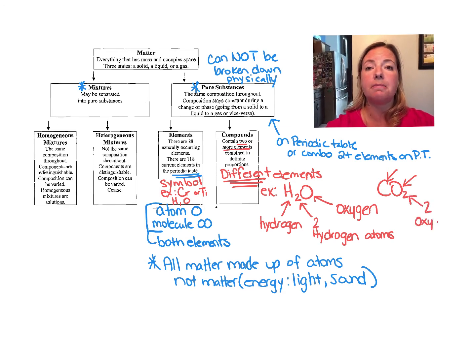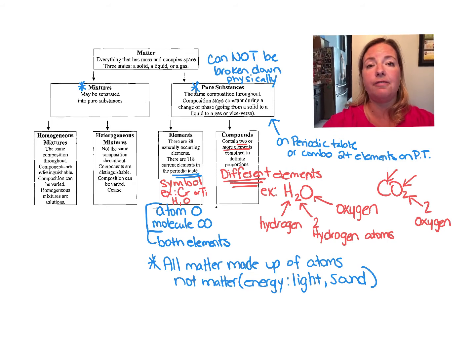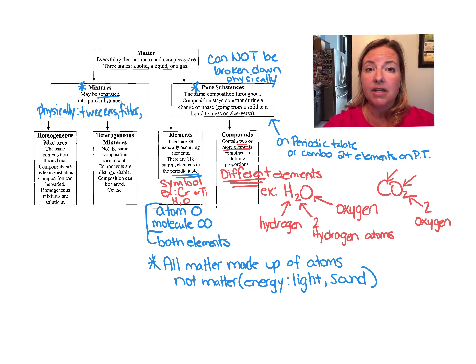Now for mixtures, mixtures can be physically separated. And physically separated means that we can do a couple of different things to separate them. We could use tweezers to separate the materials. We could filter one material out. We could use a sieve to separate the larger materials from the smaller materials. We could boil off the liquid so that then we're just left with the solid that was dissolved in the mixture. So those are all physical means of separating a mixture. Mixtures are going to be made of two or more different materials.